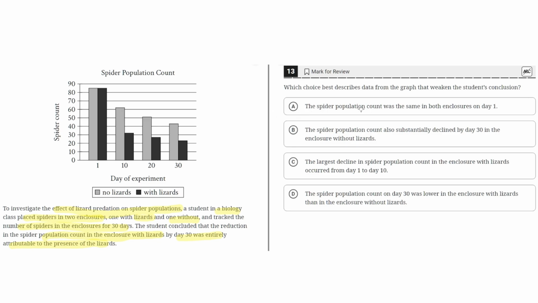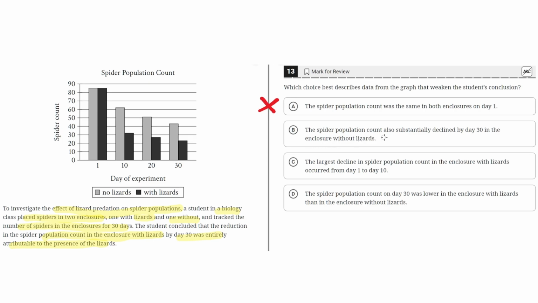A. The spider population count was the same in both enclosures on day 1. So this is incorrect because this wouldn't show that the reduction in the spider population was entirely attributable to the presence of lizards, because this simply is a fact that they both had the same initial spider population. So because this doesn't weaken the student's conclusion, A is incorrect.